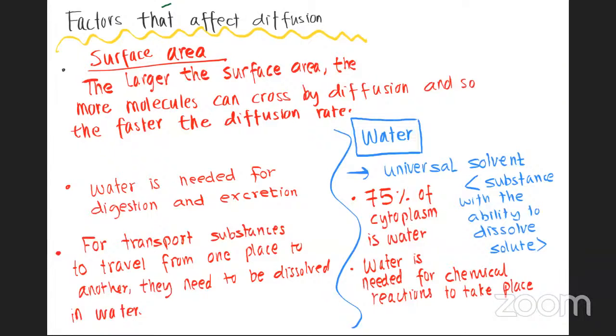So what are the roles of water? Water is needed for digestion, excretion, and transport of materials, which must dissolve. Cytoplasm is 75% made up of water, and chemical reactions really need water. Okay, so you guys check out the water roles.